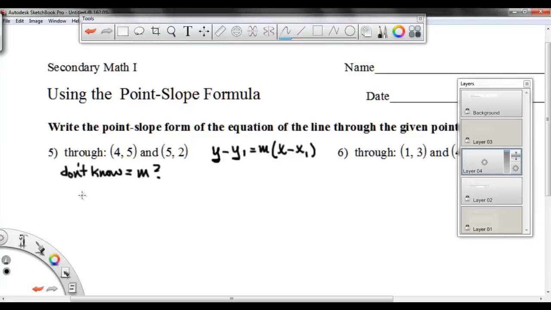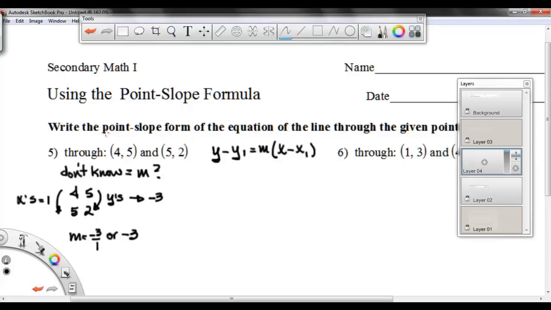Let's go ahead and create a table of the ordered pairs that we have. We have 4 and 5. Then we have 5 and 2. Now remember, the slope is the change of the values of the y's. And that value from 5 to 2 is down by 3. And then if I look at 5 to 4, for the x values, I'm going up by 1. Now the slope is the change of y's, which is a negative 3, over the change in the x's, which is 1. And so it's a negative 3 over 1, or a negative 3.